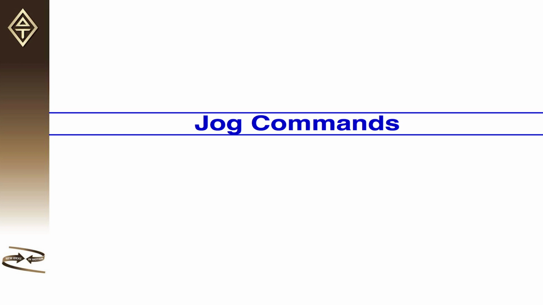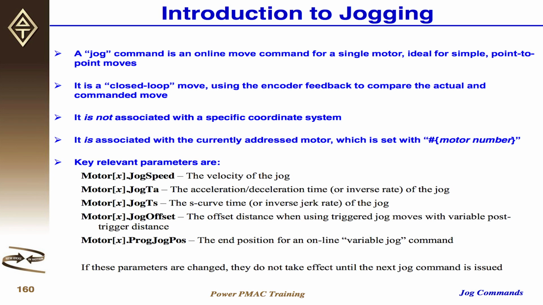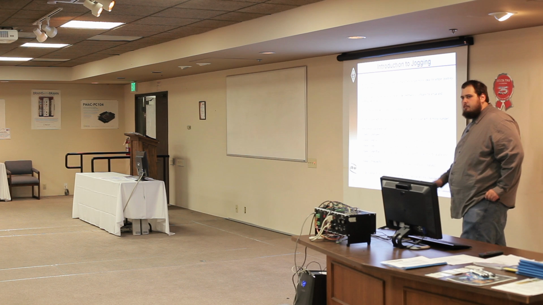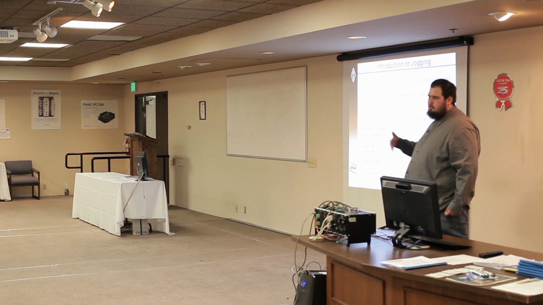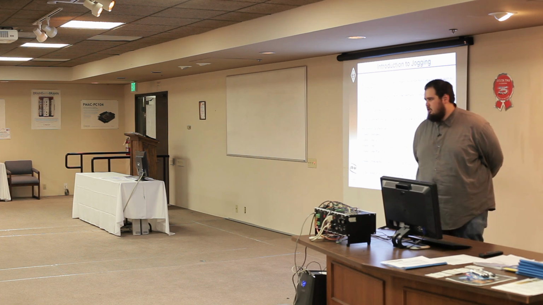So the next topic will be jog commands. You guys have already set up the motors, so we'll just jump right into this. A jog command is an online move command that is specific to a motor, not an axis, not a coordinate system, anything like that. It is just a closed loop move command to move a motor to a specific spot or in a specific direction. It's, again, not associated with any coordinate systems, unlike motion programs, which you guys will see probably tomorrow. And it is associated with the currently addressed motor.